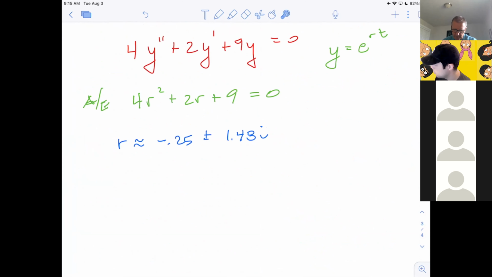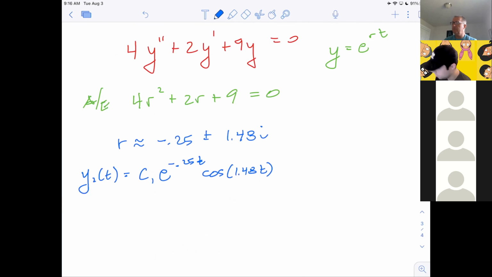So then you would say, okay, y2 of t is equal to c1 e to the negative 0.25t cosine of 1.48t. Oops, I forgot the t. And then c2, exactly the same, and trig, exactly the same, except for sine instead of cosine. And it doesn't obviously matter whether sine is first or cosine is first because you're adding them, right? So there's your, well, we said this is our general equation.